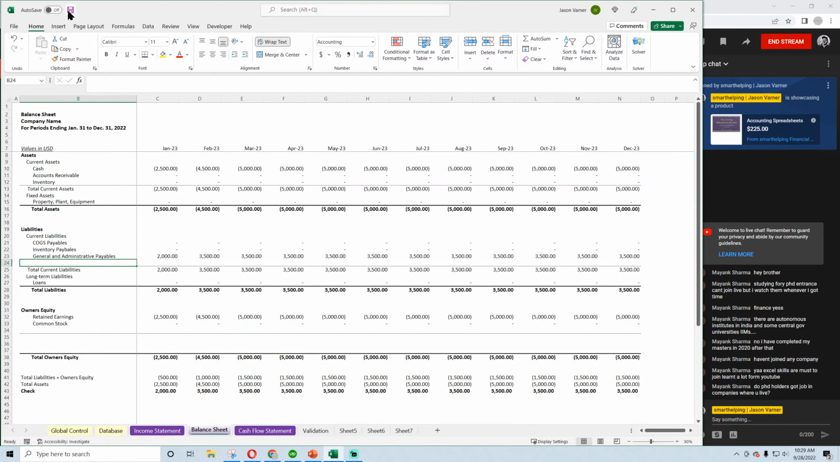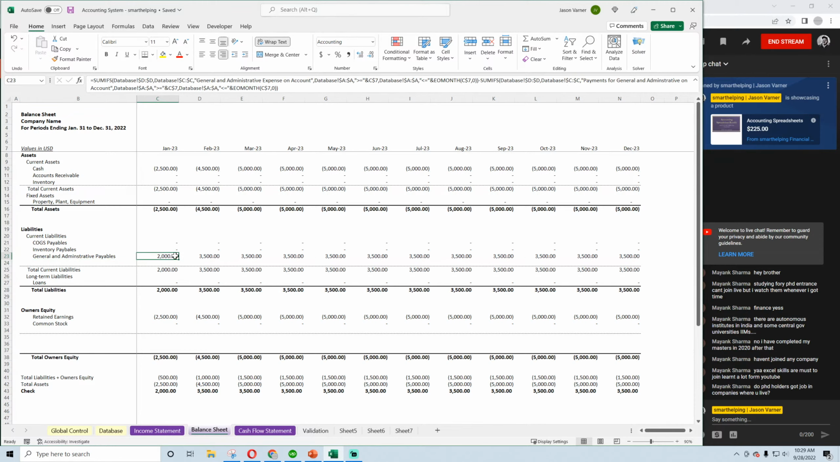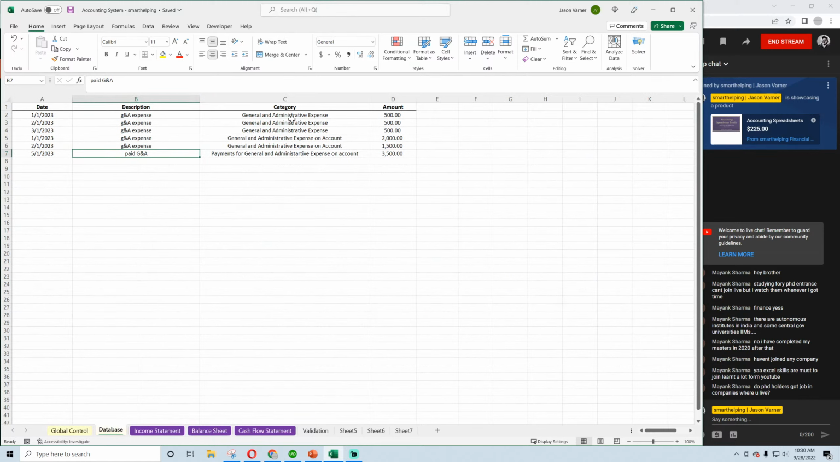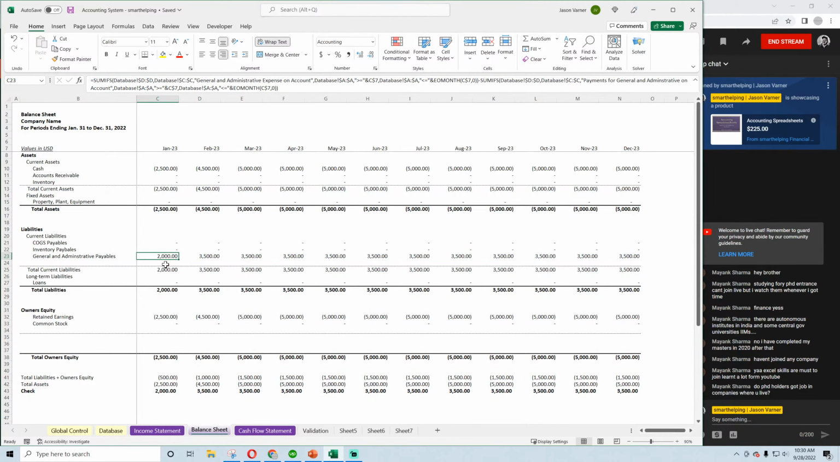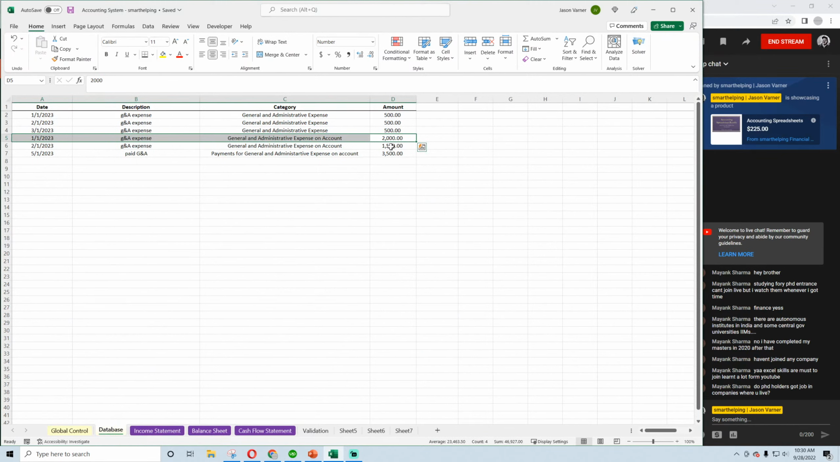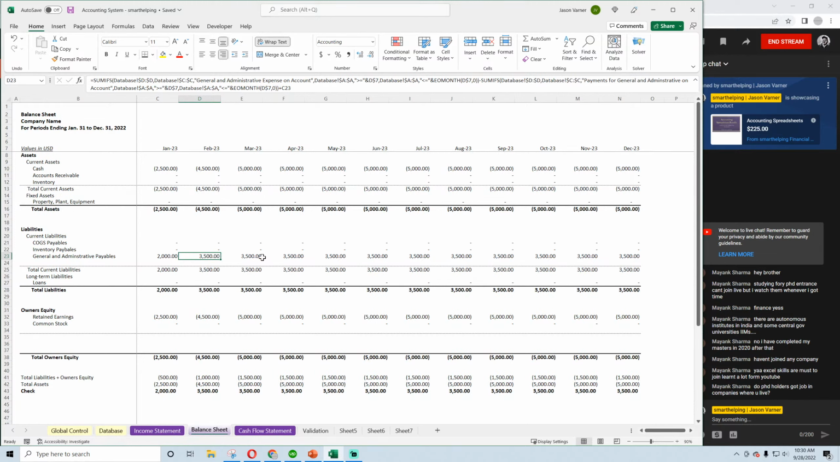Okay, so we're on G&A right now, and we are off on some of the logic, and I believe it's something to do with this row. So let's see. General and administrative expense on account. Payments for general administrative on account. So let's just manually look at what we had. So none of this matters for payables. This is hitting here, so 2000 in January. Okay, there's our 2000. Now what's happening in February? We added 1500, so it's 35, and then we paid it off in May. Okay, the payoff. So the payoff's the first thing that's not hitting.